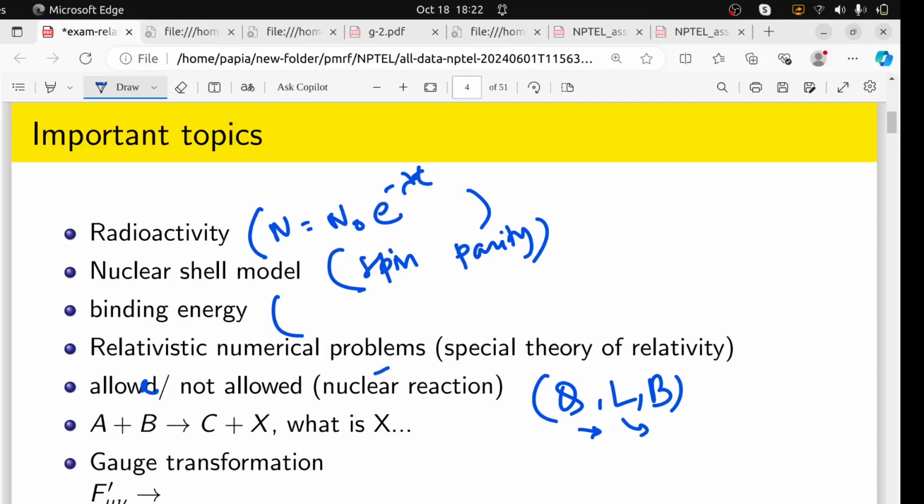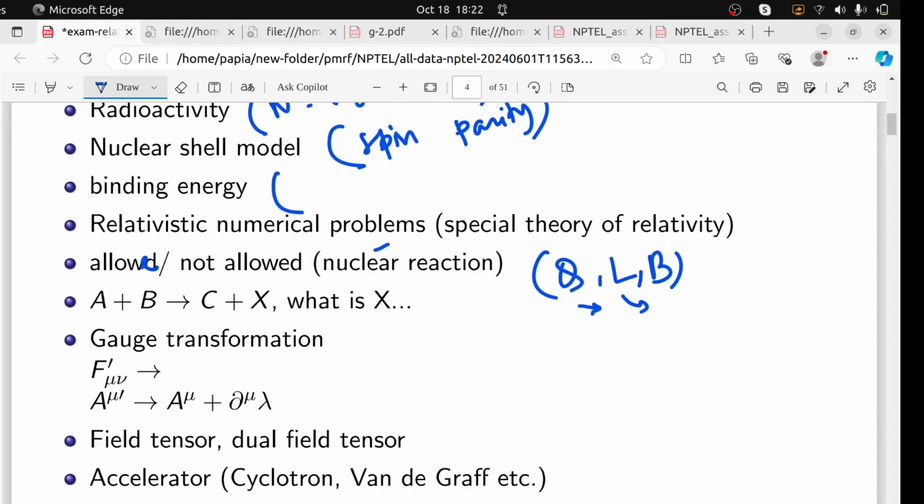Now in the next topic, I just mentioned here A plus B going to C plus X. What is X? That type of question can also be there. That is a very simple question. And you can understand that each question has 2 marks, so that means there will not be that much difficult questions for everything, right? So this type of question can be there. What will be the X?